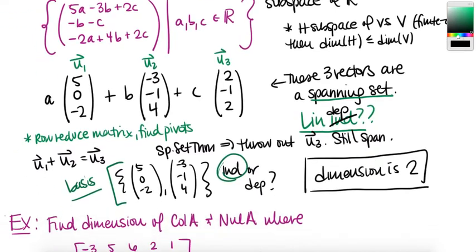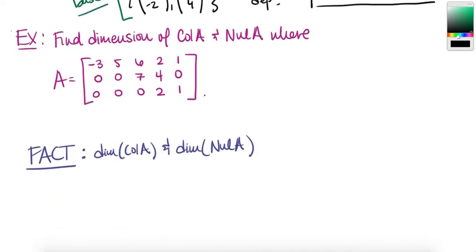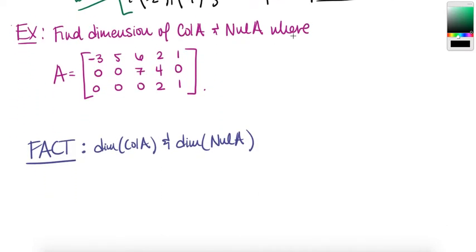Now let's look at null space and column space, my favorite subspaces. We want to find the dimensions of each of these, and here's our matrix A. The first thing to notice is that A is in echelon form, which is really nice for us because we can see where the pivots are.